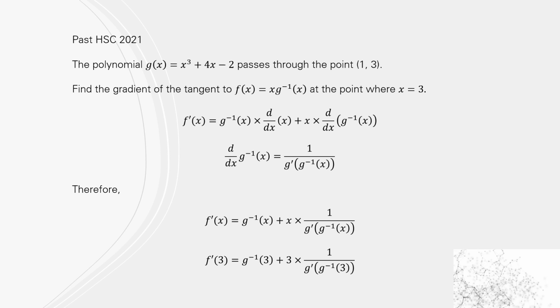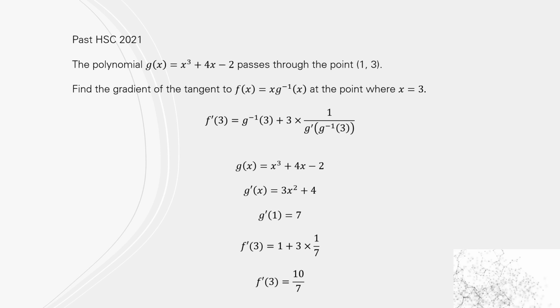So therefore f'(x) is going to be equal to g^-1(x) plus x times 1 over g'(g^-1(x)). If we want f'(3), that means we replace the x's with 3's. g(x) was equal to x cubed plus 4x, so g'(x) is 3x squared plus 4. g'(1) is 7. So replacing that in our formula, we get 1 plus 3 lots of a seventh. So f'(3) is equal to 10 over 7. So the gradient of the tangent is 10 over 7.